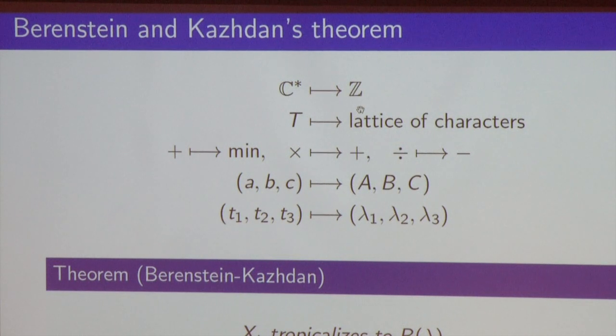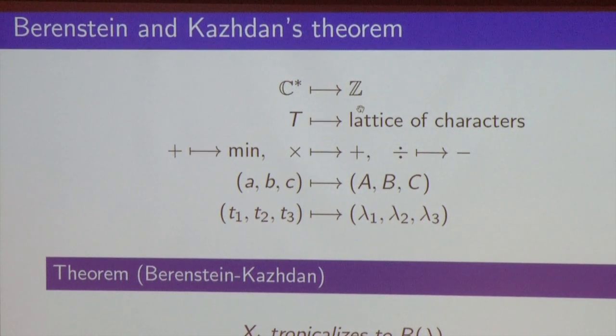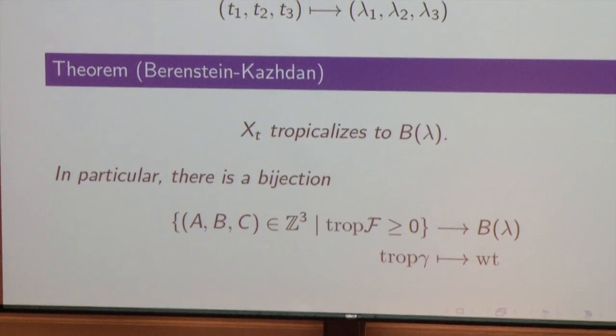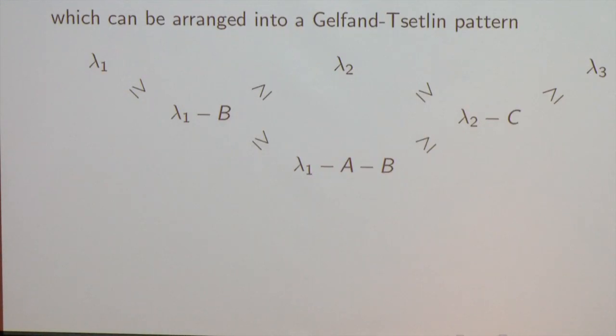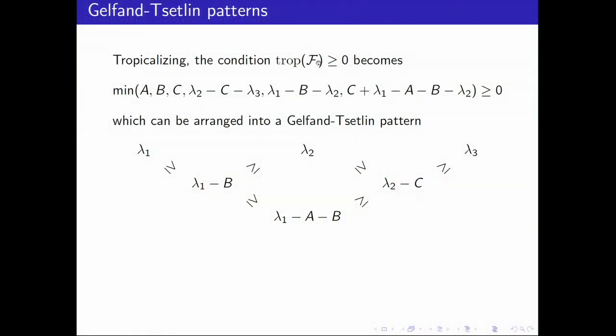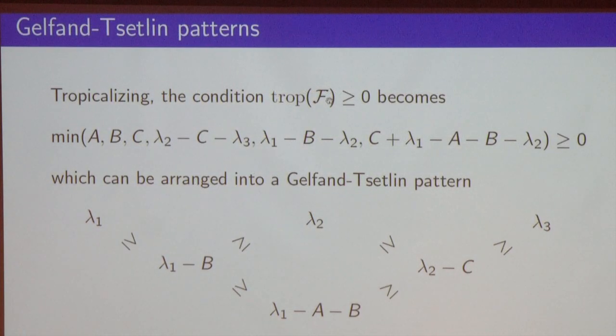Okay, so the most basic claim of Bernstein and Kashdan is that there's a bijection between this set and the crystal graph. So what is the set? So this F, which is this decoration that I calculated before, I said it has six terms. When I tropicalize it, it's something plus something plus something plus something. So you end up taking the minimum of six things, and it's these six things. So the first three terms were A plus B plus C. So minimum of A, B, C, and then these kinds of functions.